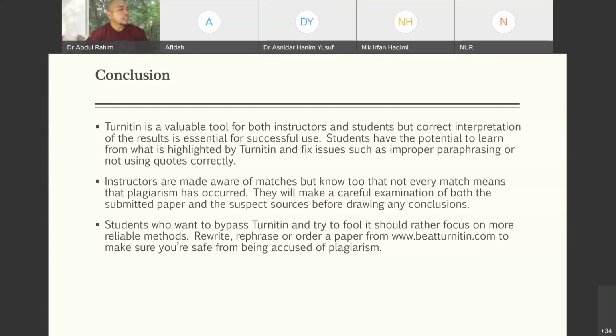Instructors are made aware of matches, but know too that not every match means that plagiarism has occurred. They will make a careful examination of both the submitted paper and the suspect sources before drawing any conclusion. So it means even we as lecturers or writers cannot carelessly decide that this student plagiarized. We have to check all the sources used and so on.